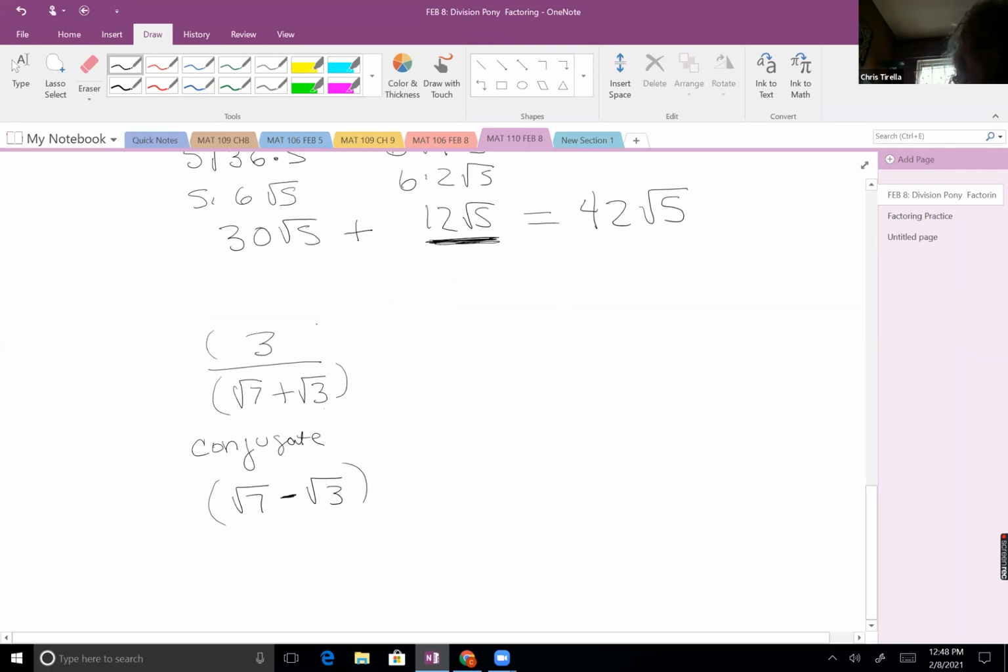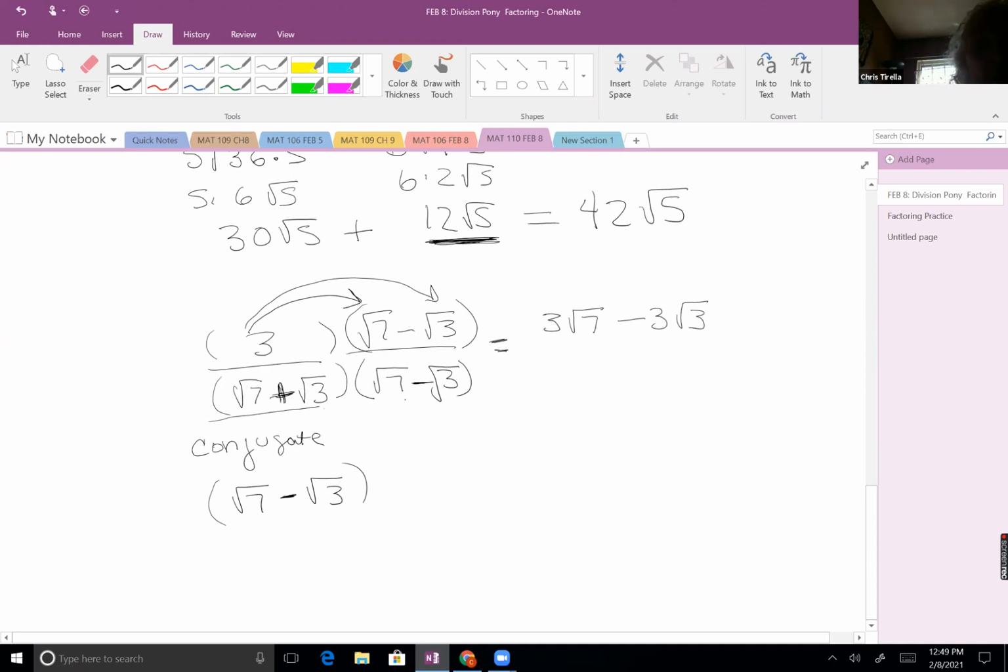Now what I want to do with that is multiply both the denominator and the numerator by that. We have to do the same thing to both, and this should always be the same values but opposite operation. When I do that multiplication, in the numerator, I think everybody can see the need to distribute. I get 3 square roots of 7 minus 3 square roots of 3.